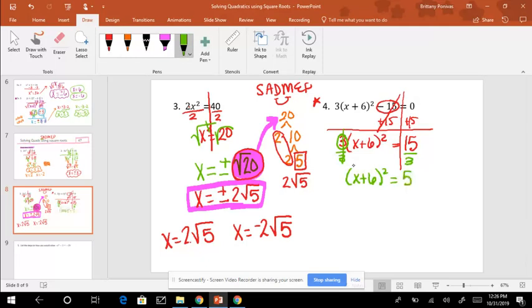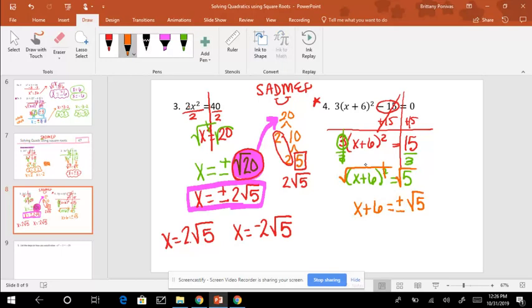On the left-hand side, we now have the squared to deal with, so the opposite of squaring is square rooting. On the left-hand side, the square root and the squared cancel. Leaves us with x plus 6 equals plus minus. For right now, I'm going to write down the square root of 5. So 5 is not a perfect square. That's why I wrote down the square root of 5.